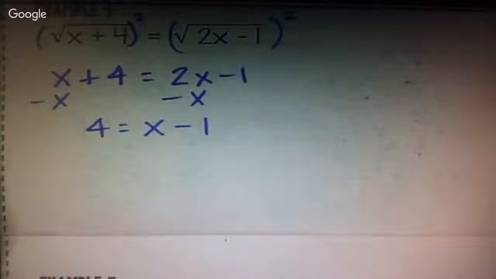Okay, thank you. I then need to get x by itself, so we need to add 1 to both sides, and 5 equals x. Again, plug it in and check yourself. If I plug in 5 on the left, I'm getting the square root of what? 9, which is 3. Well, then that right side had better be 3. What's 2 times 5 minus 1? It's 9. Square root of 9 is 3. It works.